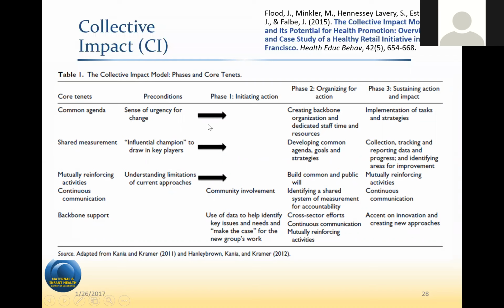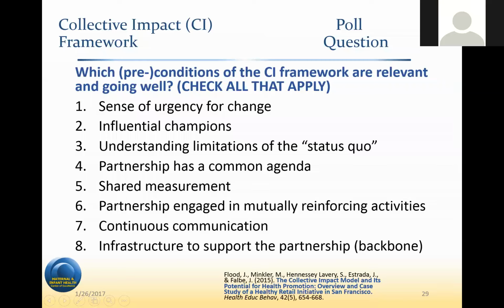We've talked a good bit about this, but I'm curious to know, for the collective impact framework, how well do you feel you're doing? What are the principles? So these, the first several, the sense of urgency for change, influential champions, understanding limitations of the status quo, these are sort of the preconditions for being able to make a collective impact. And then the bottom 5 are the tenets. So I'm curious to hear which components of the collective impact framework you feel you're doing most well and that you need the most help on.